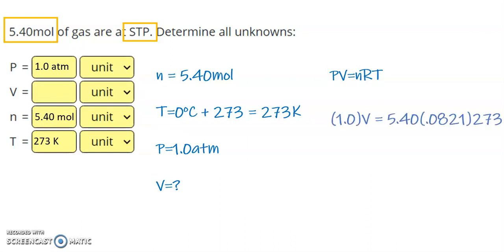I'm going to plug in. P is 1. V stays V. I have an equal sign. 5.4 for N. R is 0.0821, because my pressure unit is atmosphere, R will always be that same number with this pressure unit. And T was 273. I multiply all these together. 1V is the same as V, and I get my answer is 121 liters. I can put that in my answer box.